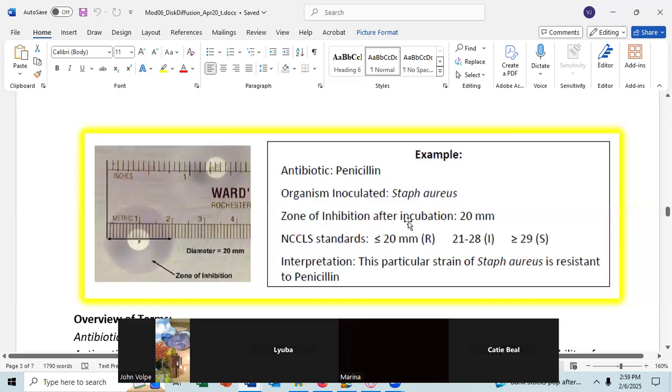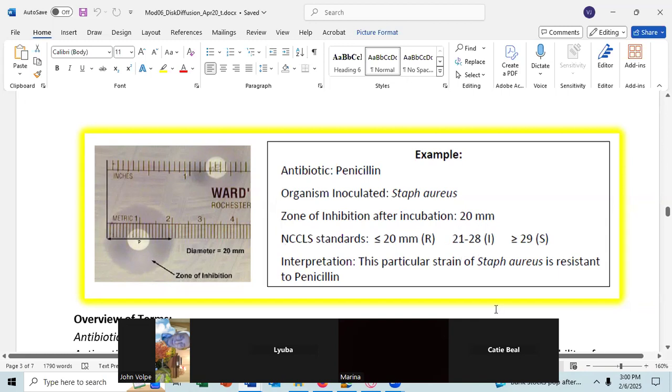And the table will be set up for each species of bacteria. For Staphylococcus aureus, if it's less than or equal to 20 millimeters for penicillin G, we say that it is resistant to penicillin G. If, on the other hand, the zone of inhibition is greater than or equal to 29 millimeters, we say that the bacteria are sensitive to penicillin G. And in between that size, meaning the zone of inhibition is between 21 to 28 millimeters, then we say it's intermediate.